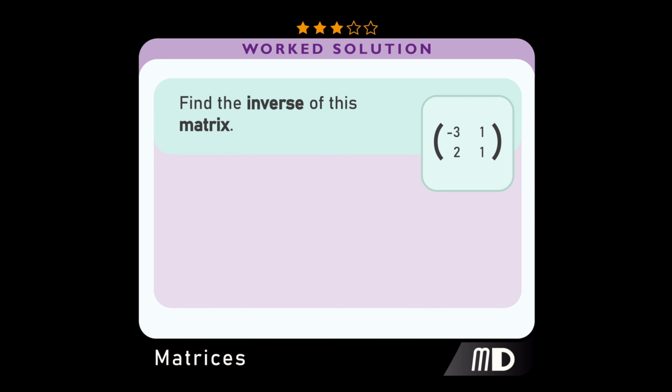Now in this video, we're going to answer the following question. Find the inverse of this matrix. And we've been given a 2 by 2 matrix with the values -3 and 1 on the first row and 2 and 1 on the second row.